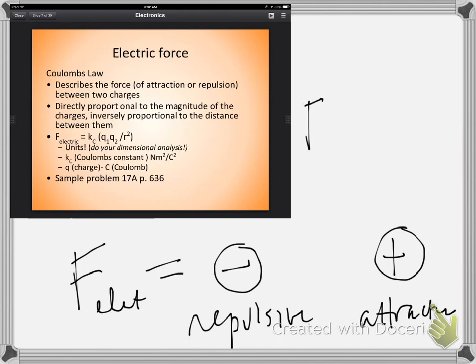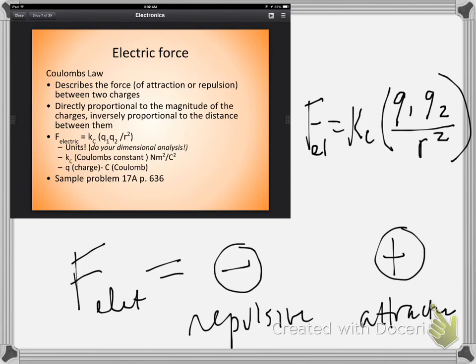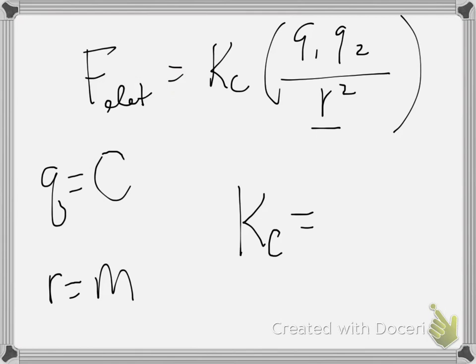And the equation for electrical force, I'm just going to say F-E-L, is Coulomb's constant, k sub C. I'll give you Coulomb's constant. That's a given always. Times q, which is what we use for charge. The charge of the first thing times the charge of the second thing over the radius between them squared. Can you guess what the units for Coulomb's constant are? Use your dimensional analysis skills.